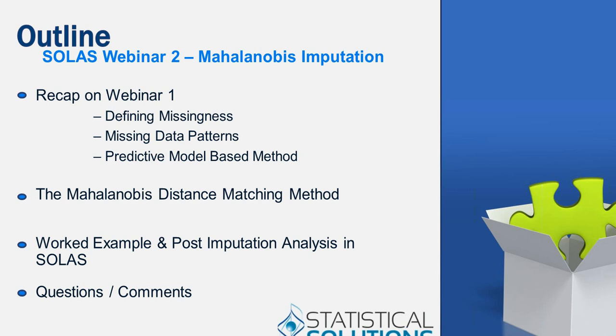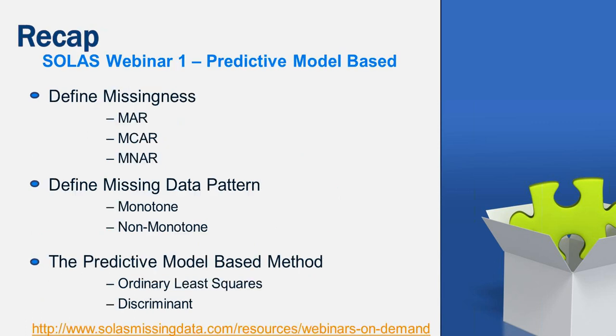Okay, so just a quick recap of the last webinar. We defined the different types of missingness. There's missing at random, where the missing data does not depend on the unobserved data. And then there's a specific case of that, missing completely at random, where the missing data does not depend on the observed or the unobserved data. And then there's missing not at random, where the missing data depends on the unobserved data itself.